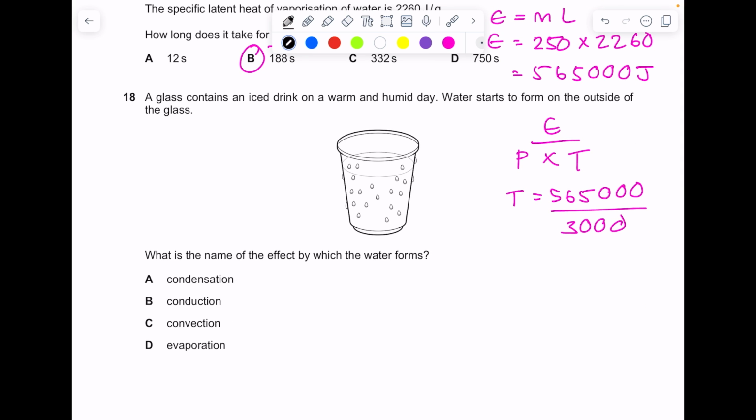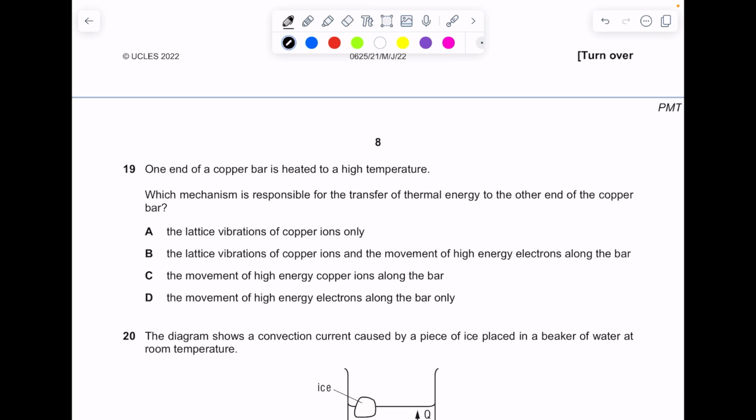A glass contains an ice drink on a warm and humid day. Water starts to form on the outside of the glass. What is the name of the effect by which the water forms? It is condensation.